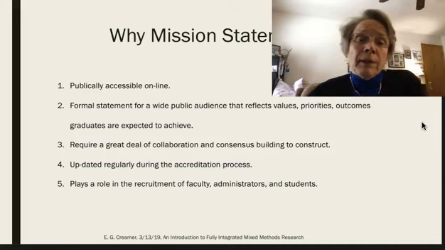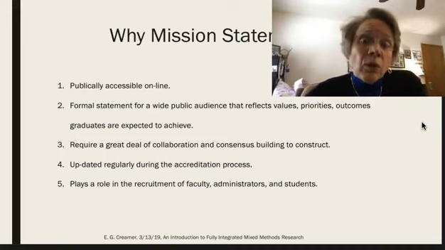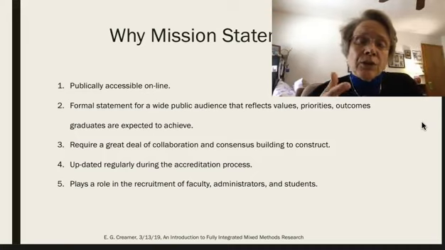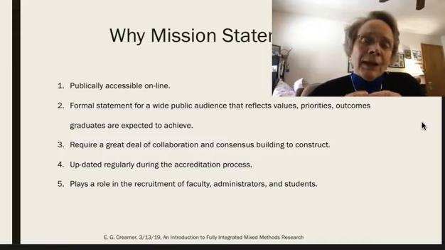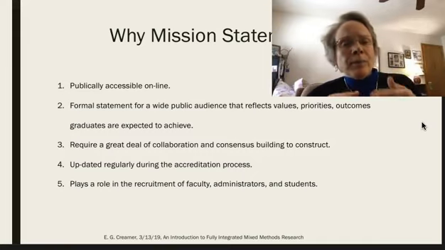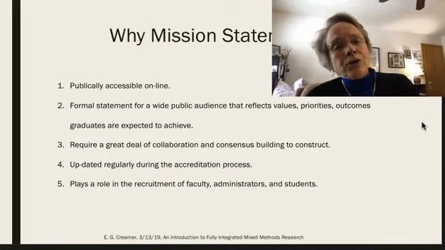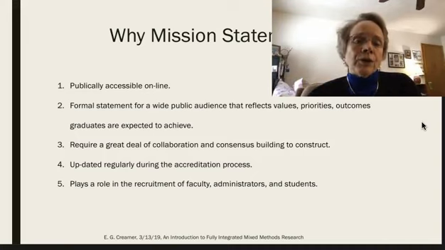They probably, although you could argue this chicken and egg, do play some role in recruiting both faculty, students, and administrators. I say chicken and egg because you never know whether the mission statement drives the culture, or the culture drives the mission statement, but more readily, it's probably an interaction of the two.